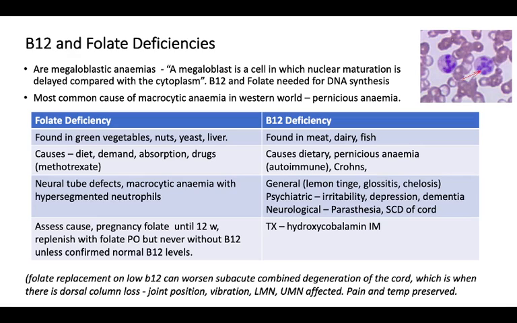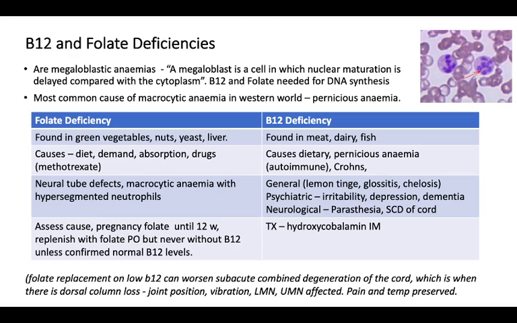Okay, so next we will look at the macrocytic anemias. We'll first talk about the megaloblastic kind, which are caused by B12 and folate deficiencies. A megaloblast is a cell in which nuclear maturation is delayed compared to the cytoplasm. The reason B12 and folate cause this is that they are needed for DNA synthesis. If there is a deficiency, it can interfere with how the cells develop, therefore leading to a megaloblastic anemia.